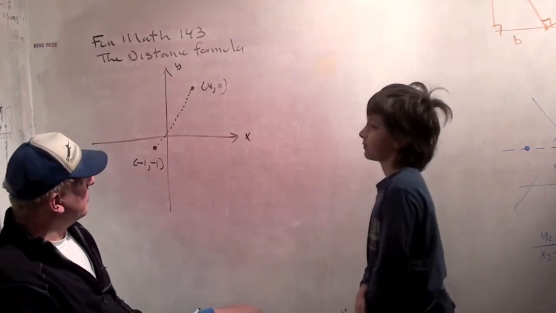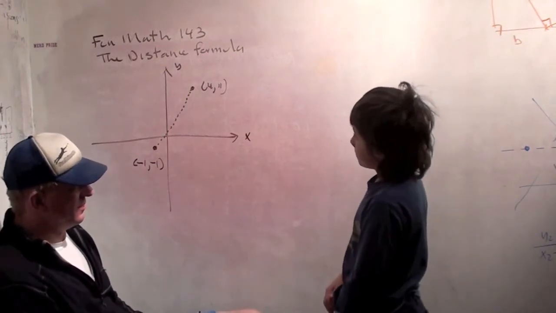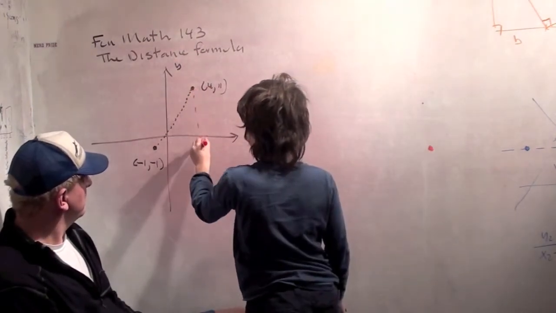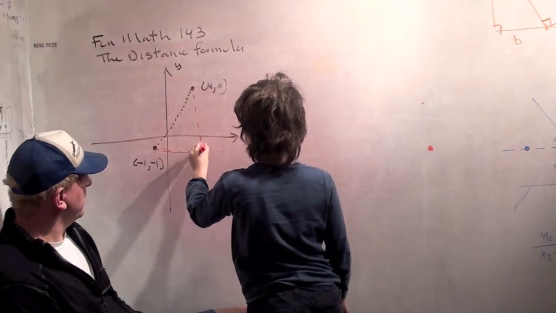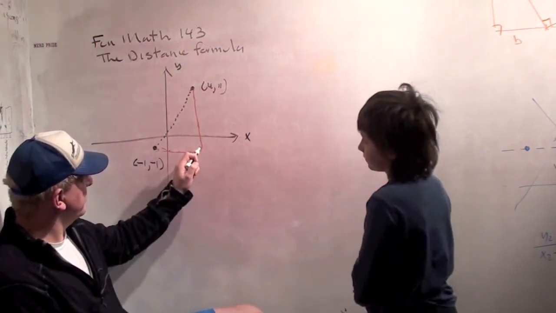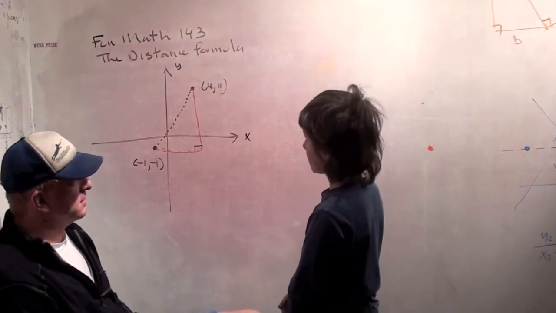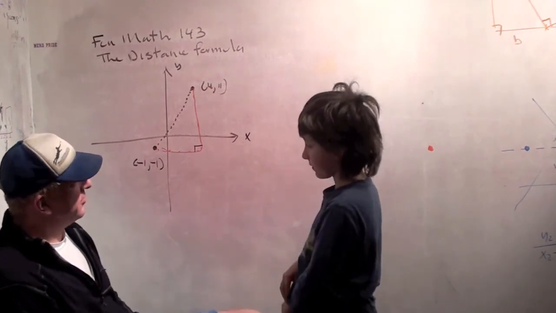Do you remember how you figure it out from what we talked about earlier today? What do you do? Well, there's a right triangle. Okay, you draw a right triangle. And why does this right triangle help you? Well, you can use the Pythagorean Theorem.